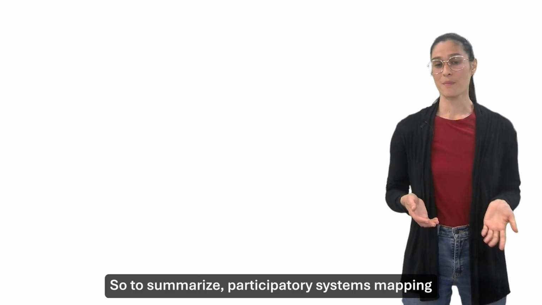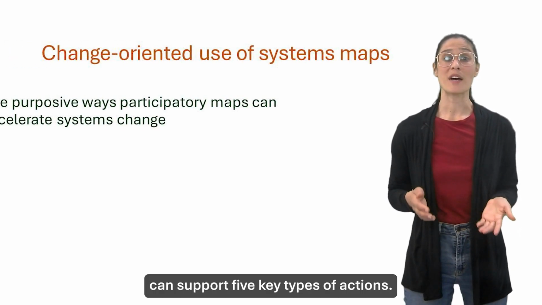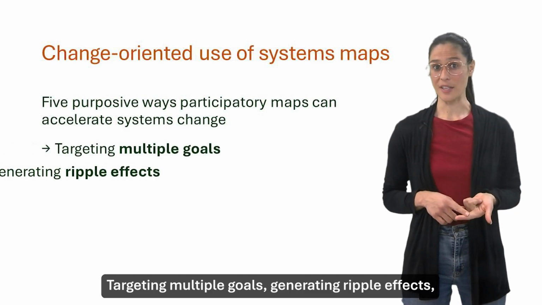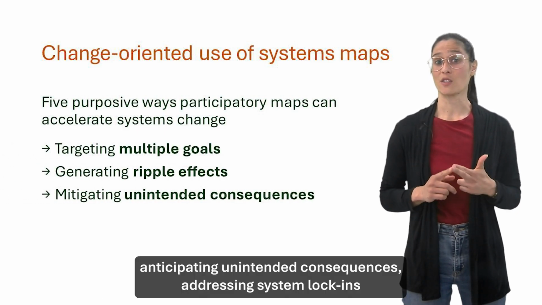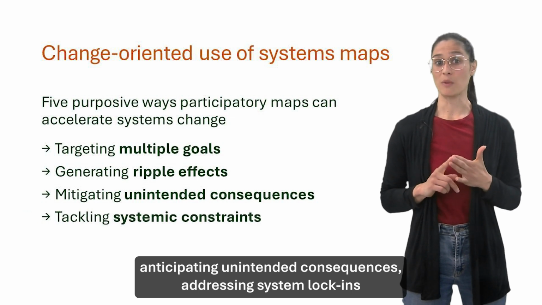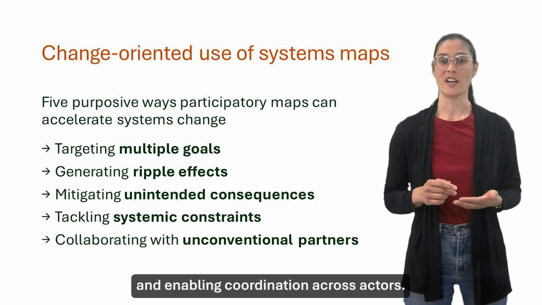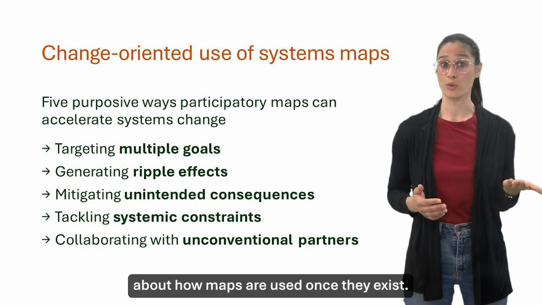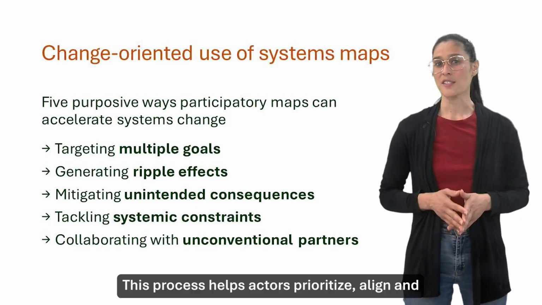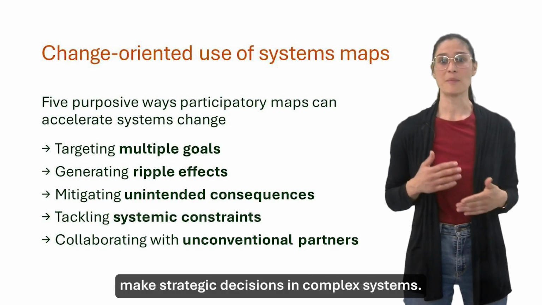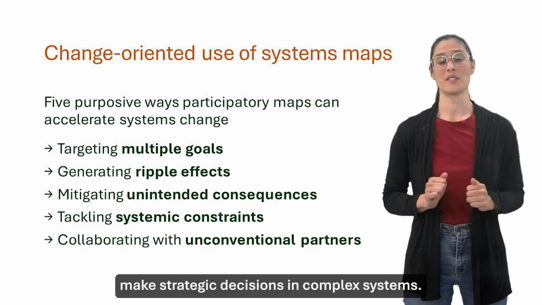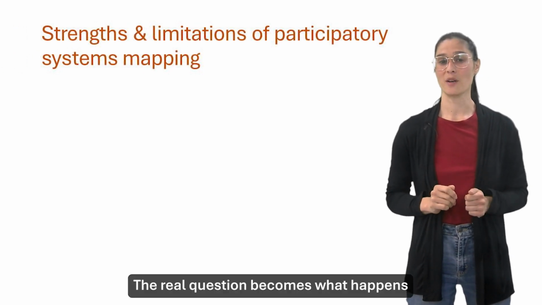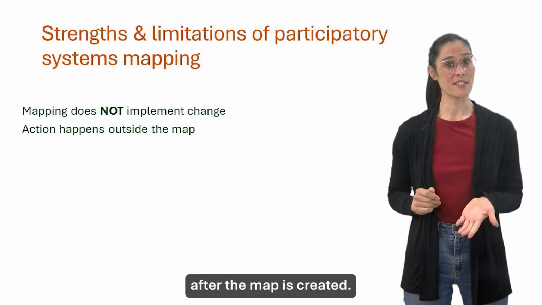So to summarize, participatory systems mapping can support 5 key types of actions: targeting multiple goals, generating ripple effects, anticipating unintended consequences, addressing system lock-ins, and enabling coordination across actors. This is not about how to draw maps, it's about how maps are used once they exist. This process helps actors prioritize, align, and make strategic decisions in complex systems. So mapping is not the end point, it is a starting point. The real question becomes, what happens after the map is created?